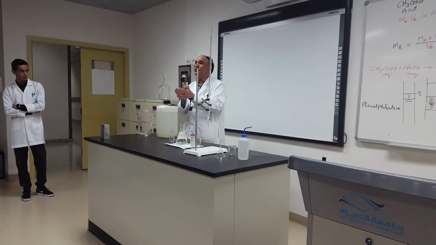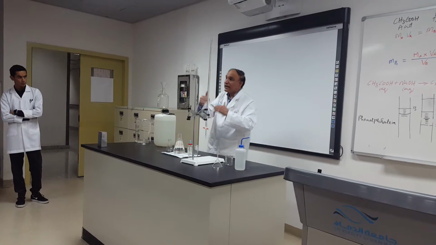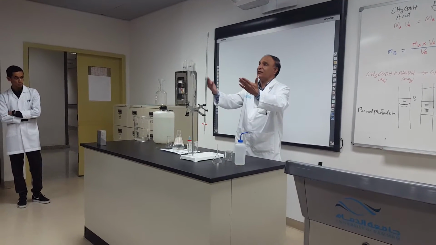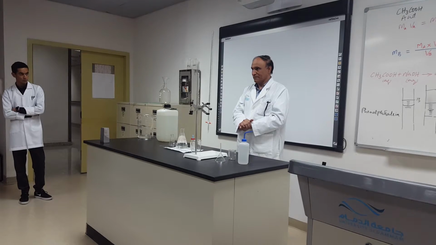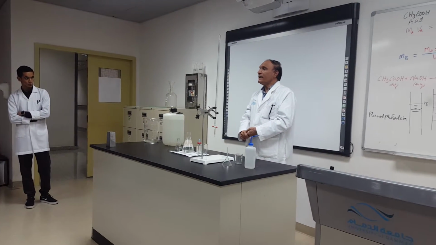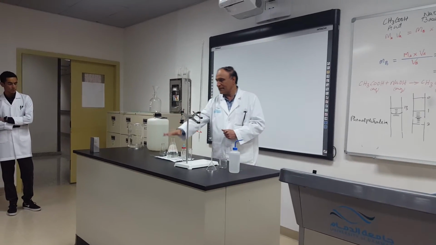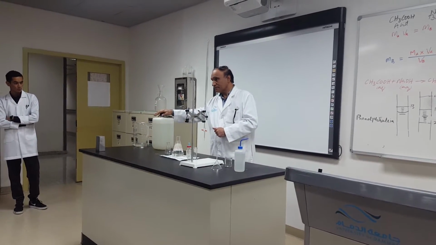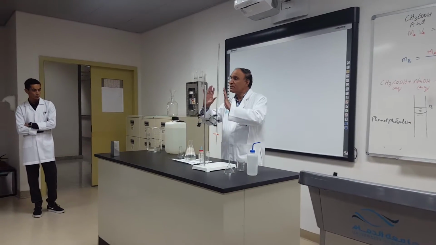If something is not known, and we can find out what that thing is, it means we are standardizing it. Did you understand? When we are doing this type of experiment, we need two things, for example an acid and a base. One of them must be known.